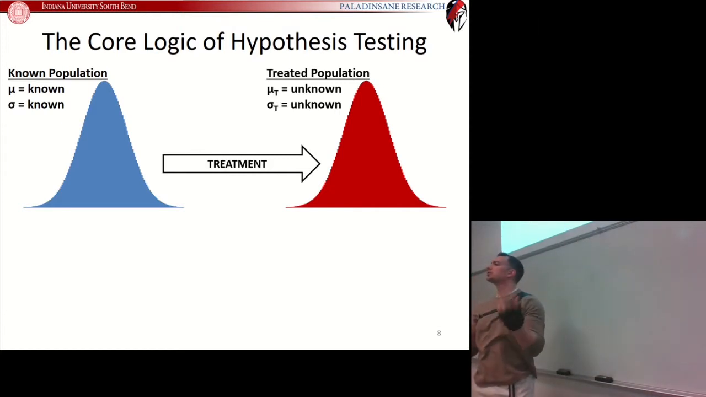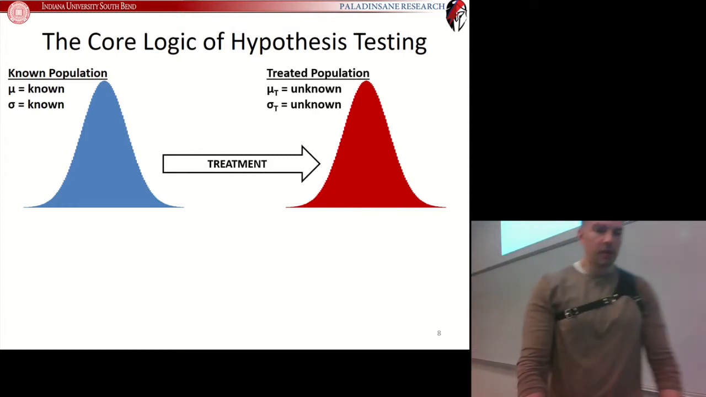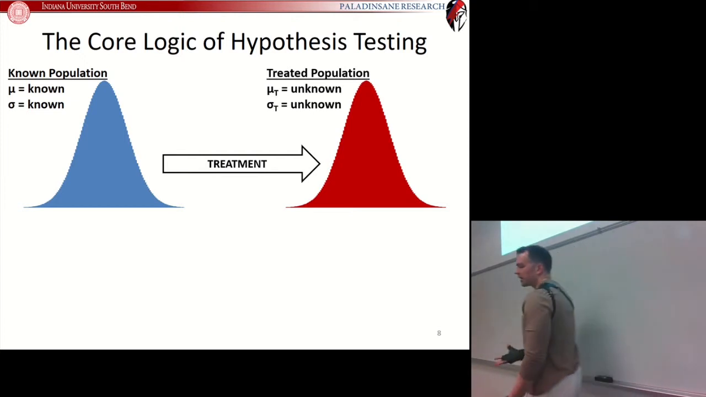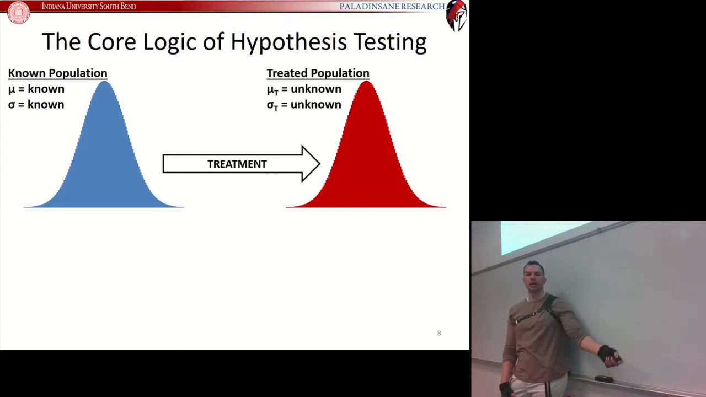If it does, your treatment is effective. Your treatment does something. If, on the other hand, you treat your known population and it doesn't change, that means that your treatment is ineffective. If you take the population of depressed individuals and you give them a treatment and they're still depressed, your treatment does nothing. It's ineffective. Now, the challenge here of hypothesis testing is that we never have access to that entire population. We can't treat everybody to see how things turn out.